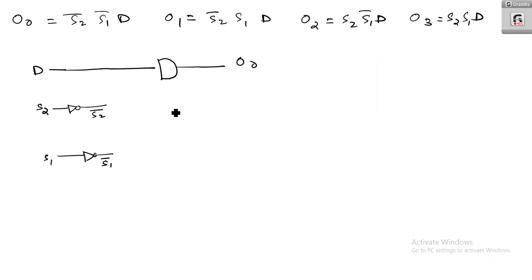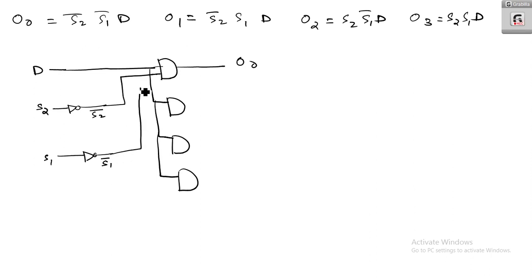So you should have 4 AND gates, 1, 2, 3, 4. For all these inputs, D is common, right? So I can parallel out D. D is there. Here D is there. Here also D is there. So D is getting parallel out. Okay. What is O0? O0 is S2 bar, S1 bar. Yeah. So you will get O0.